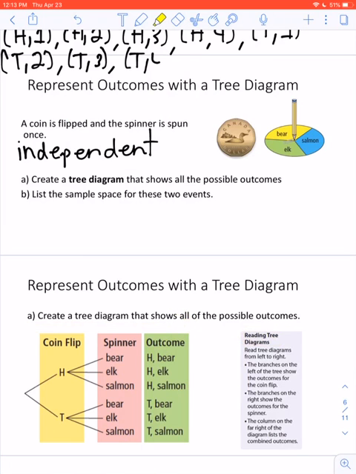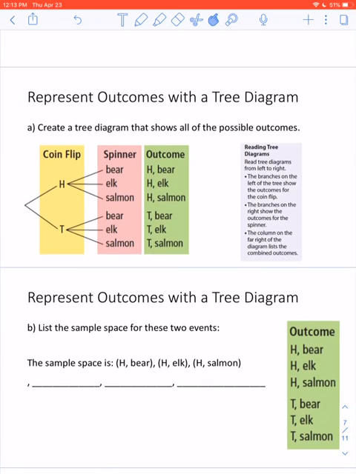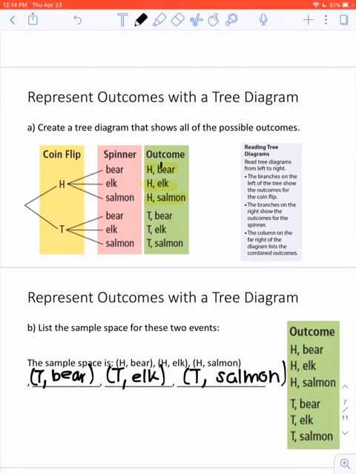So now let's do that. Let's do our sample space from this tree diagram. The sample space for these two events is heads bear. So that's the one from here. Heads bear, heads elk, heads salmon. So the last ones would be T, bear. Notice that I have my brackets and my commas. T, elk, and T, salmon. And that's it. That's our sample space. How many outcomes are there in this event? There are 6 different possible outcomes. And that's it.